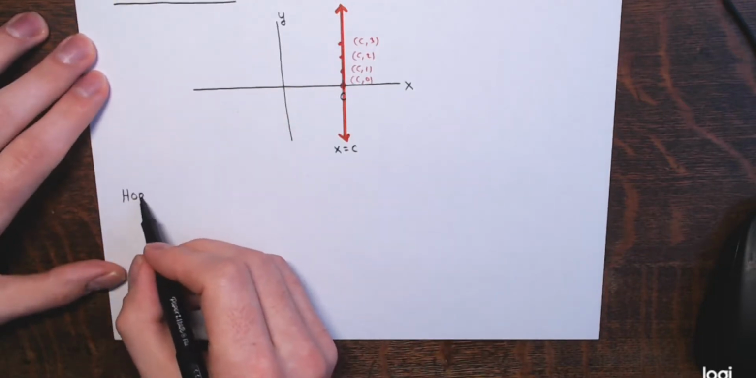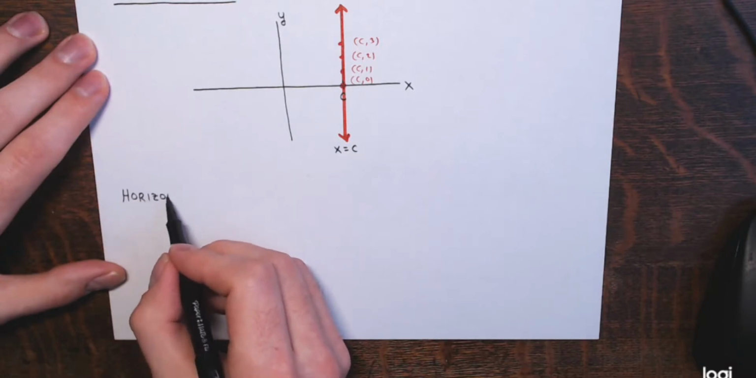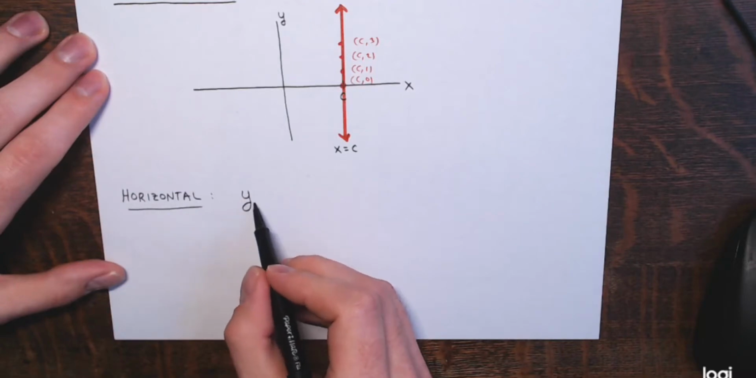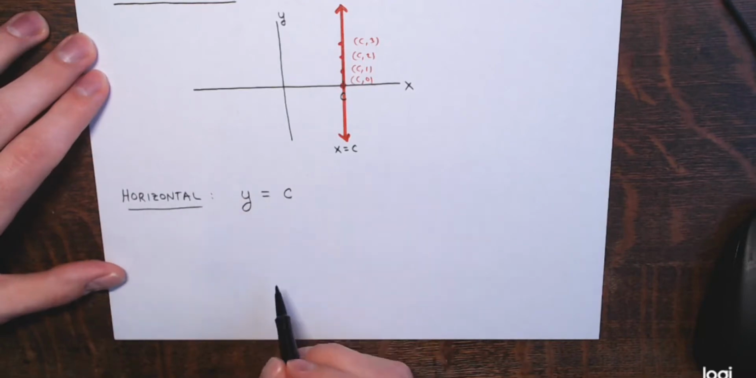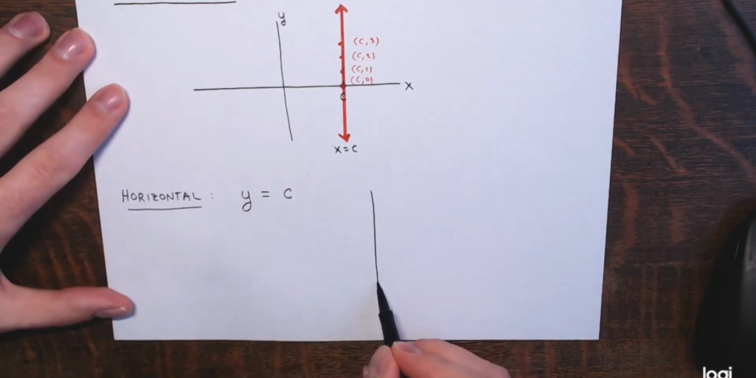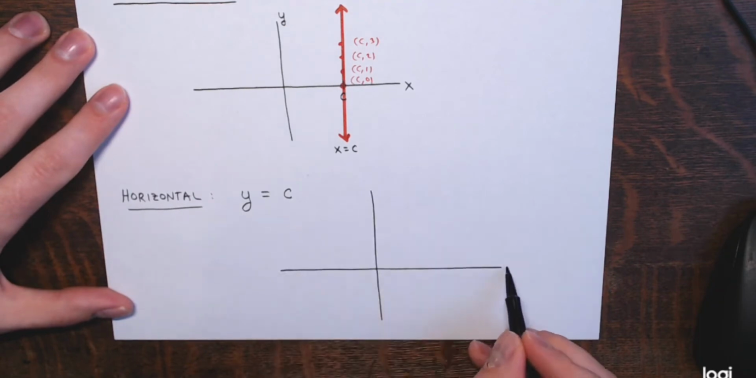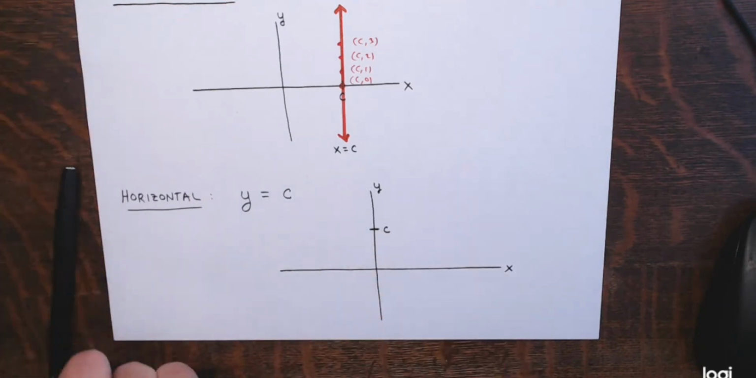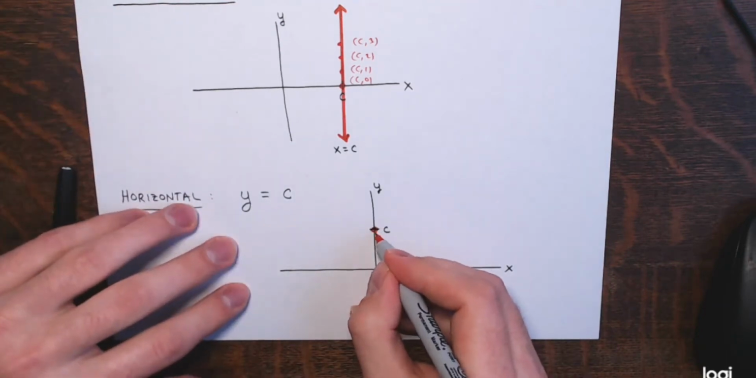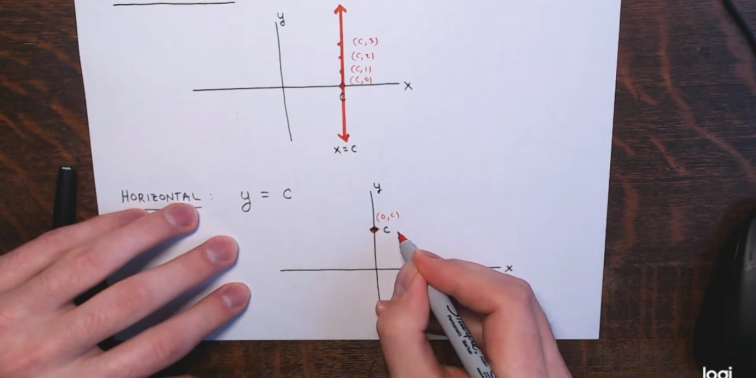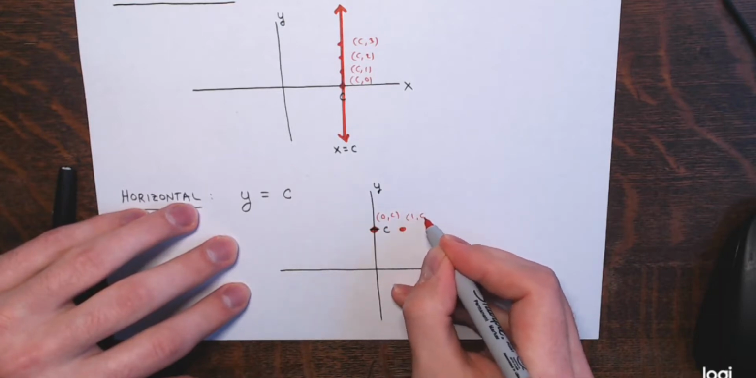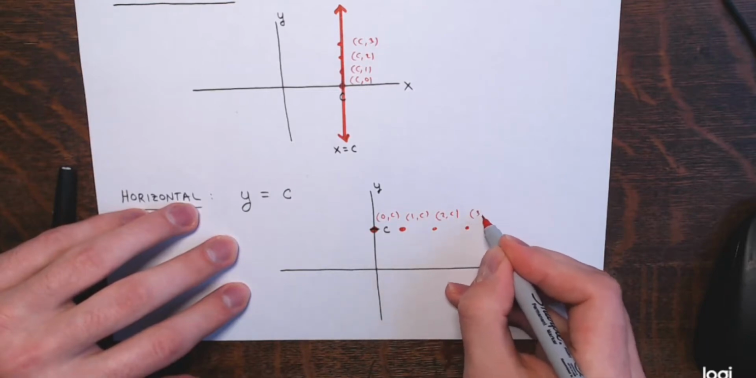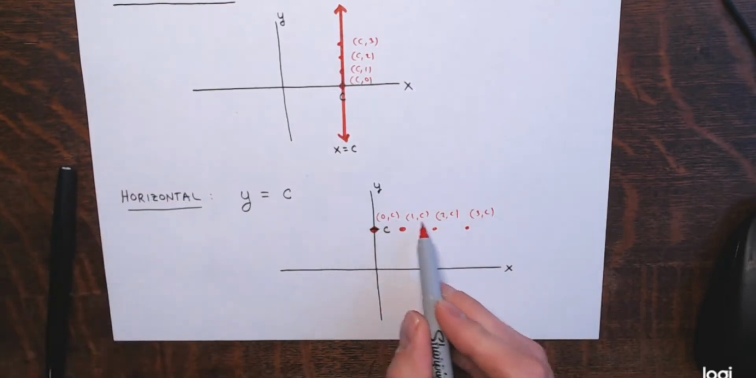They go straight left and right. They're parallel to the x-axis. Horizontal lines have equations that look like this. Just y equals some number c, some constant c. So again, here's the x-axis, y-axis. If you go to c on the y-axis, here's the point 0 comma c, and then 1 comma c, and 2 comma c, and 3 comma c, and whatever. The y coordinate is always the same number.